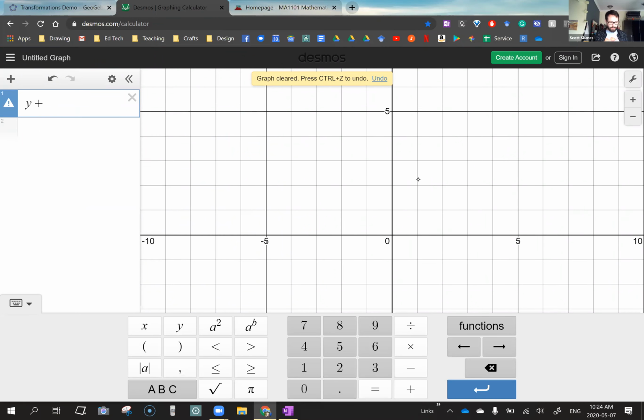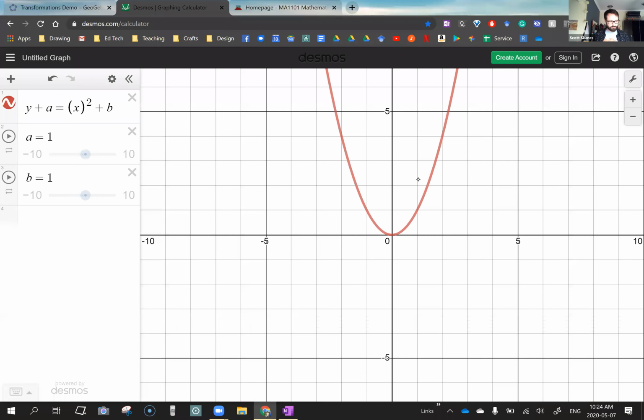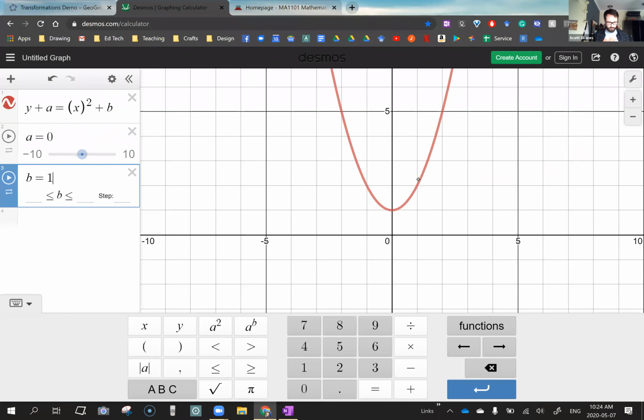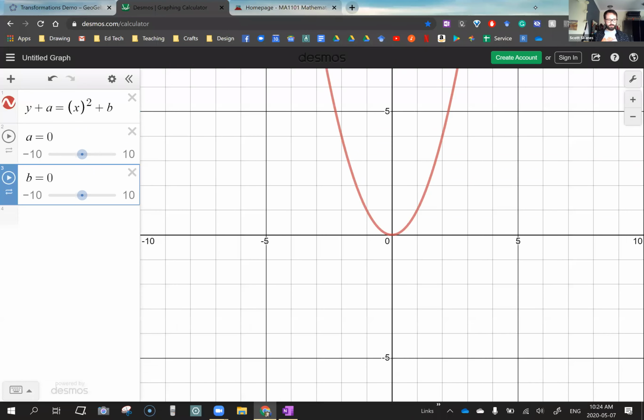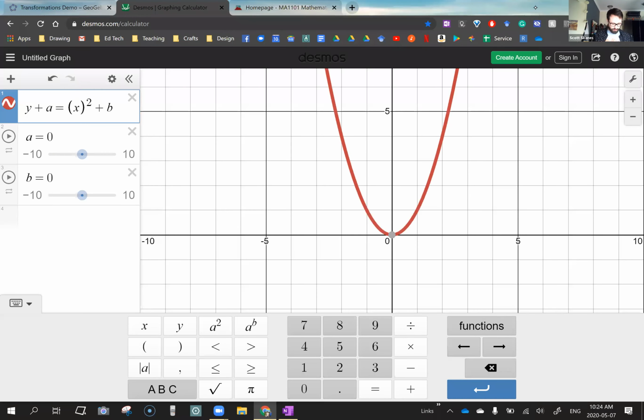So y plus a equals, I'm going to put some x thing plus b. Let's just say I have a basic square function, okay? I want to show you how translations work. So we can see here, we have a basic x squared. If I add, sorry, let me put a b here. I want to match what we saw in the notes. Okay.